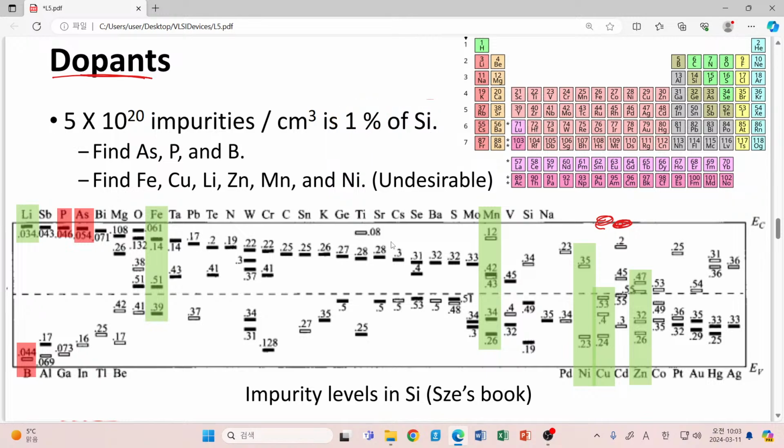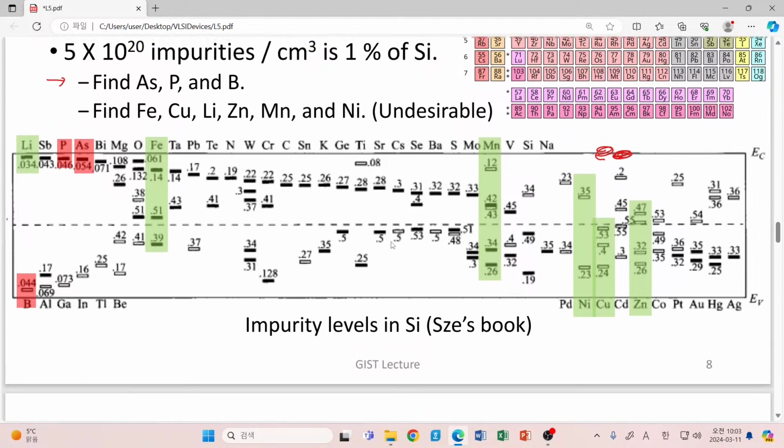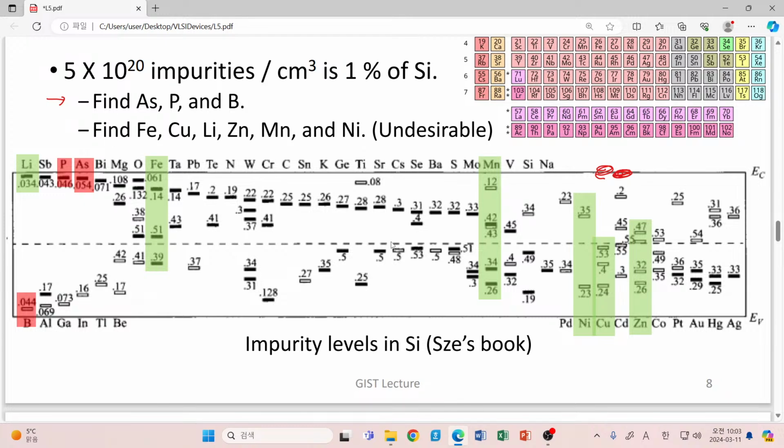And we can consider two cases. The first case is arsenic, phosphorus, and boron. Please try to find them. Actually, I have introduced different colors, so when you have a look at the red colored one, they are regarded as good material for dopants.